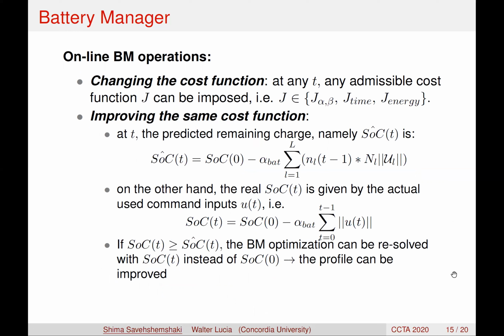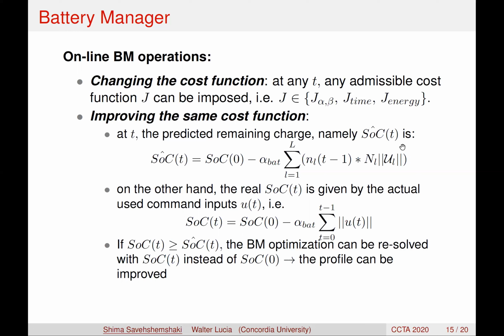For changing the cost function, it has been shown that the tracking controller preserves recursive feasibility regardless of any admissible change in the acceleration constraint, so that at any t, any admissible cost function J can be imposed. It can be a multi-objective one, minimum time, or minimum energy.